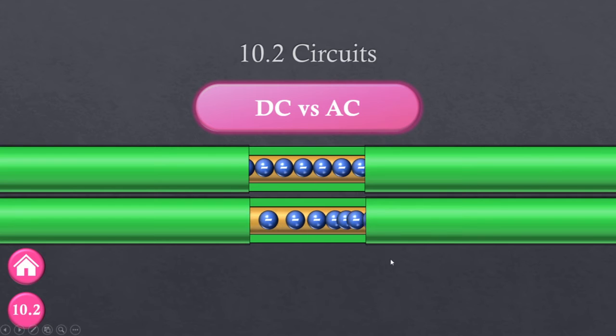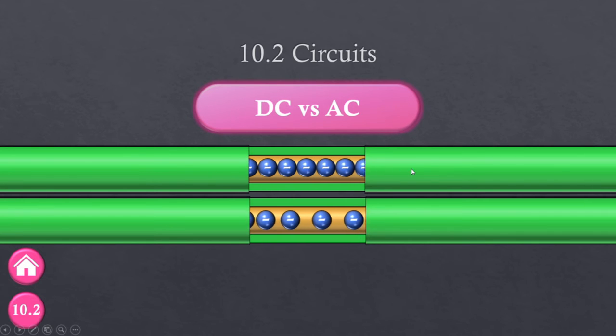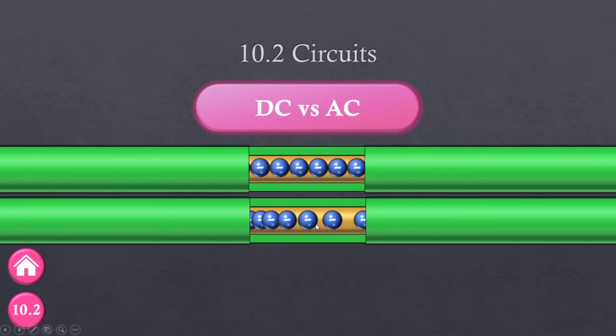So just to illustrate the difference, the wire on the top, we've done a little cutaway so you can see the charges moving through the wire. This is direct current on the top. You see all the charges are just moving in the same direction in a nice orderly fashion. Whereas on the bottom we have AC. The charges are just rapidly alternating direction, back and forth and back and forth.